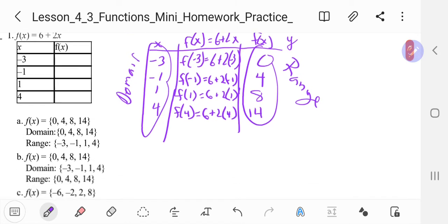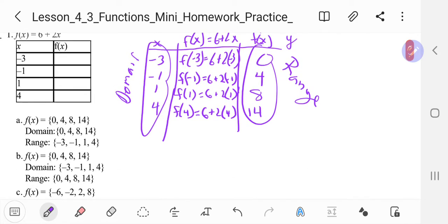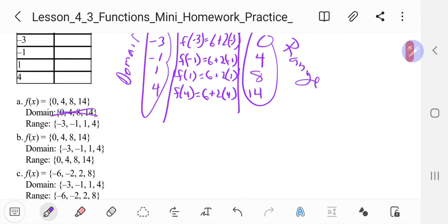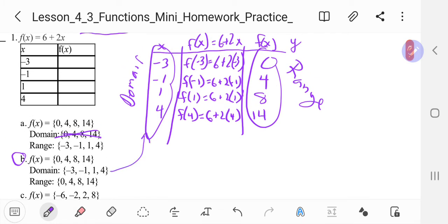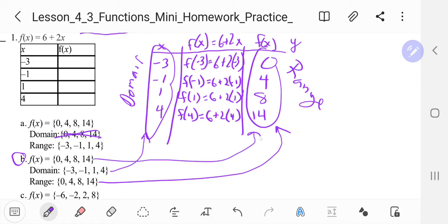So let's see which one fits. F of x, so what did they all come out to? 0, 4, 8, 14. But these are not our domain values. Those are our range values. F of x equals 0, 4, yes, that's good. Check and check. This is the one, because you can see that these line up with those numbers, these line up with those numbers. And our f of x numbers should match our range values over there.